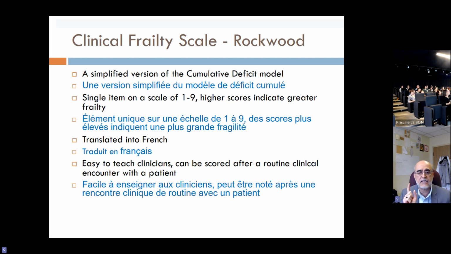It is a single item based on a picture that has 9 options. And the higher your score, the greater your frailty. I will show you the picture in a moment. It is traduit en français, and it is easy to teach les cliniciens, and it can be scored after a routine clinical encounter with a patient.